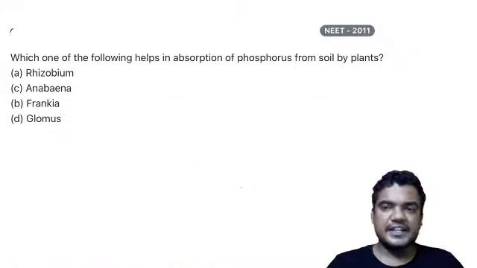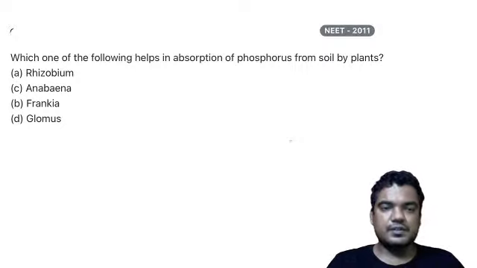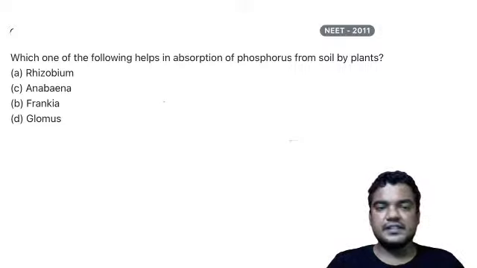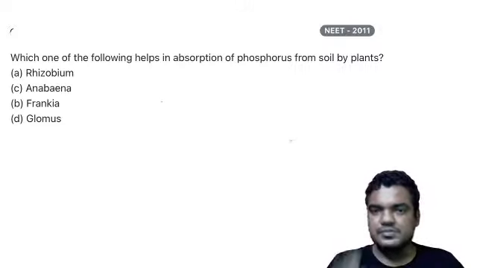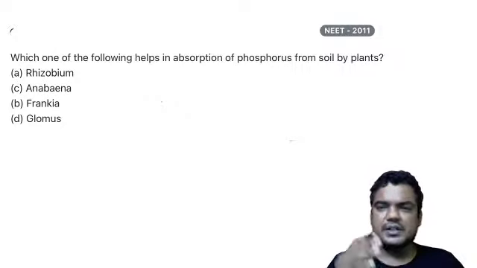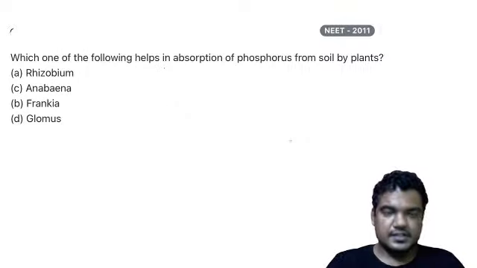Now let us move to the next question. Which one of the following helps in absorption of phosphorus from soil by plants? So here four options are given, and in these four options one microbial organism is helpful for absorption of the phosphorus from soil by plants, so that the plant gets more phosphorus. So let us see the options that are given here.